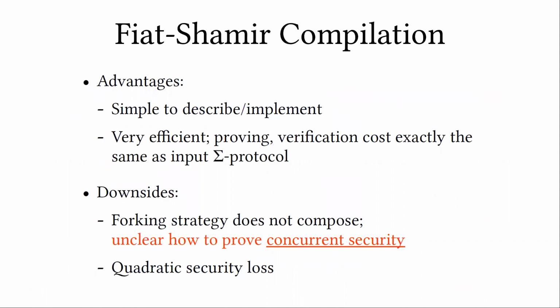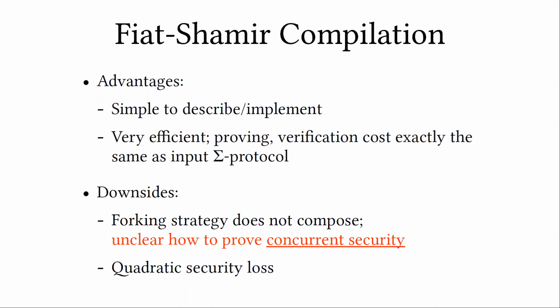There are a number of notable advantages for the Fiat-Shamir transform. One is that it's pretty simple to describe and implement, and it's also very efficient, which makes it very attractive in practice. Specifically, proving and verifying a Fiat-Shamir compiled proof is basically the same as proving and verifying for the underlying Sigma protocol. It also comes with a couple of downsides, which we focus on in this work.